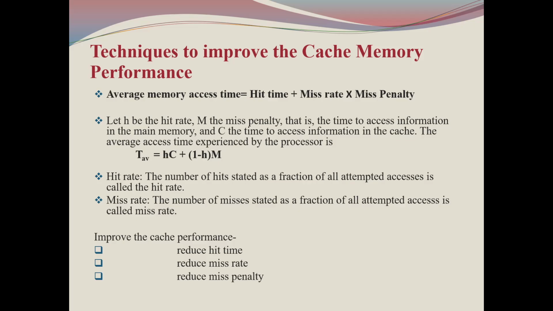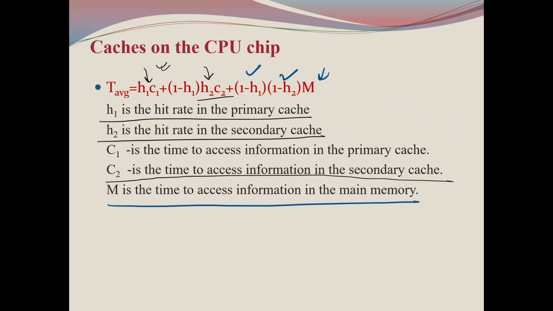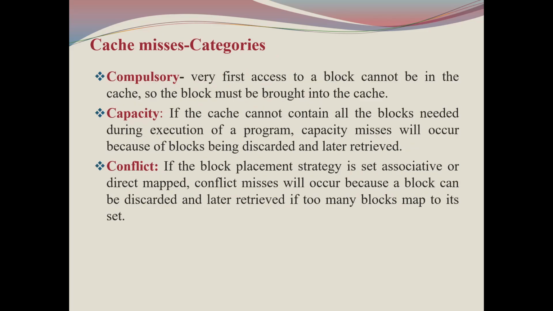Hit rate is the number of hits stated as a fraction of all attempted accesses. Miss rate is the number of misses stated as a fraction of all attempted accesses. So if there are multiple levels of cache, suppose C1 is the time to access the information from the primary cache and C2 is the time to access the information in the secondary cache, then T average will be calculated with the help of this equation, where H1 is the hit rate in the primary cache and H2 is the hit rate of the secondary cache.